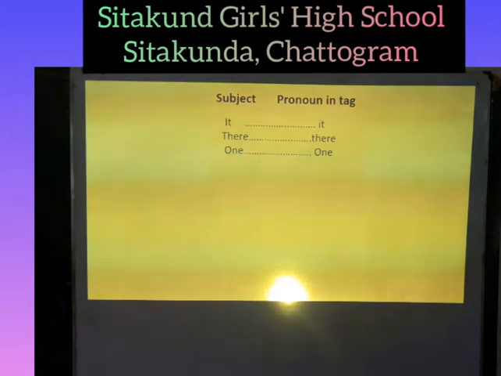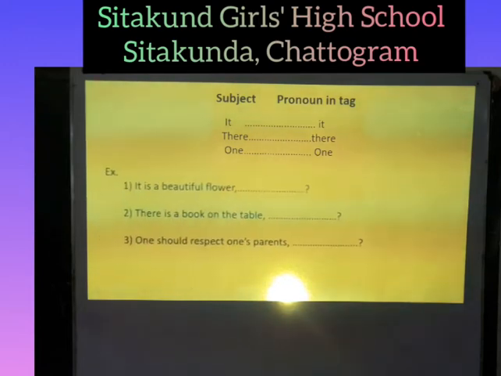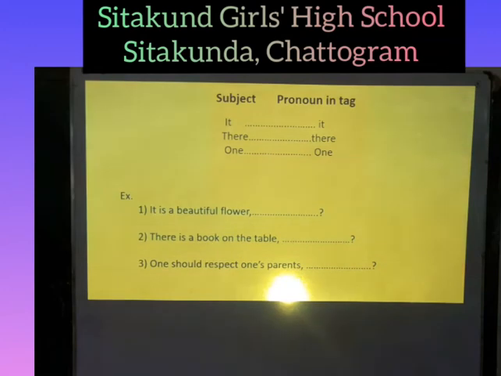Dear learners, you are looking at subject and pronoun in tag. Actually, if you see a subject in a sentence, you have to write the same in the tag question. That means "it" for "it", "there" for "there", and "one" for "one". I would like to make it clear through some examples. You are looking at some examples 1, 2 and 3. Example 1, it is a beautiful flower.